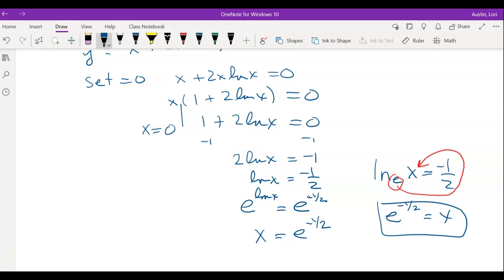All right, so what do we get? So when does the derivative equal 0? When x is 0 and when x equals 1 over the square root of e. Okay.